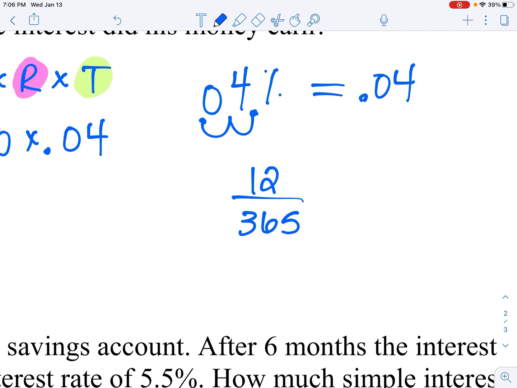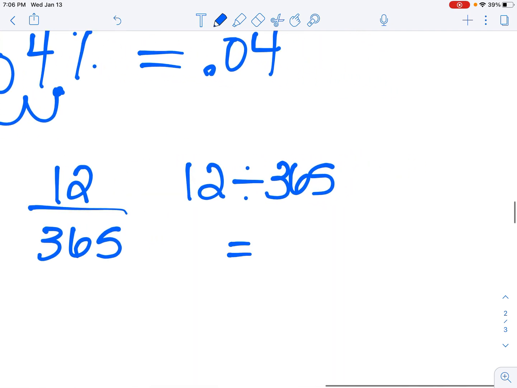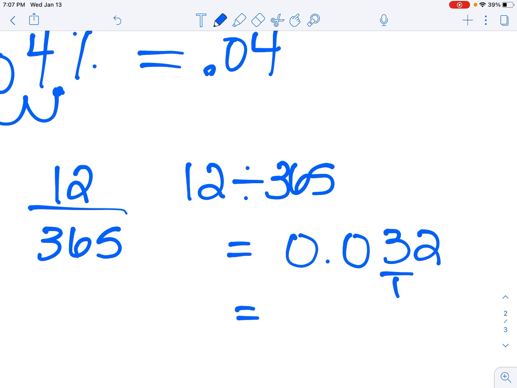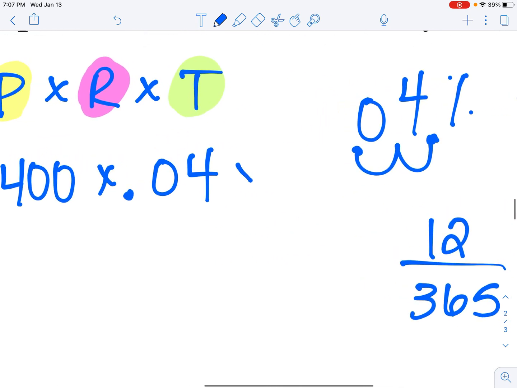Okay, and then we can go to our calculator. We need to do 12 divided by 365. And we get, probably a long decimal here, 0.032. We can round this. We can just keep, here's our 100th place. Next door neighbor is a pretty low number. It's 2. It's 4 or less, so that means we let it rest, so that 3 has to stay. All right, so we got 0.03 as our time.